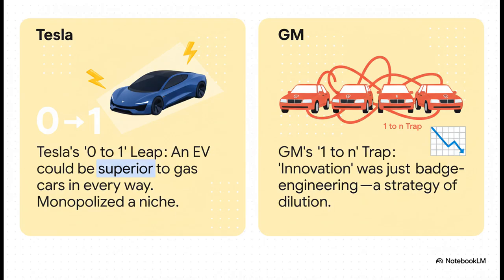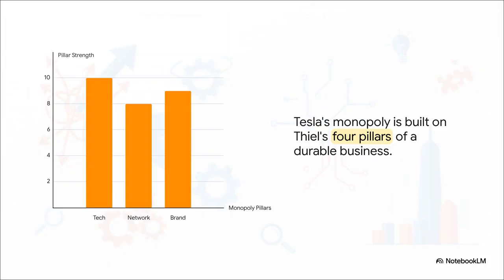Meanwhile, pre-bankruptcy GM was the ultimate one-to-N company. Their innovation was badge engineering, selling the exact same car under 4 different brand names. They were completely trapped in that profit-killing competition Thiel was talking about. And look, if we map Tesla onto Thiel's monopoly playbook, the fit is almost perfect. Their battery and software tech was a 10x leap forward. The supercharger network, that created a powerful network effect. As they scaled manufacturing, they could lower costs in a way nobody else could touch. And their brand, well, it became one of the most powerful in the world. They didn't just join an industry, they created a whole new one.